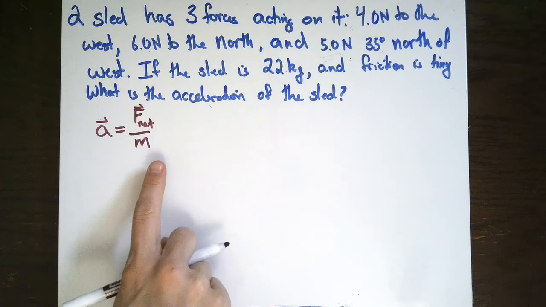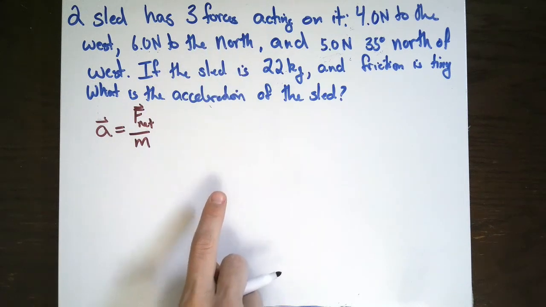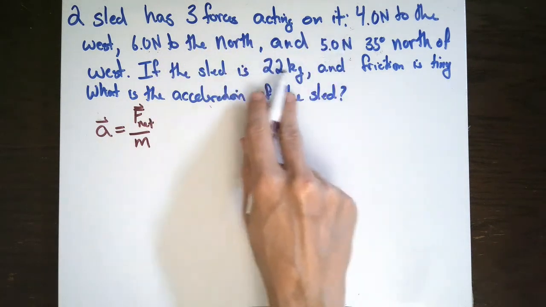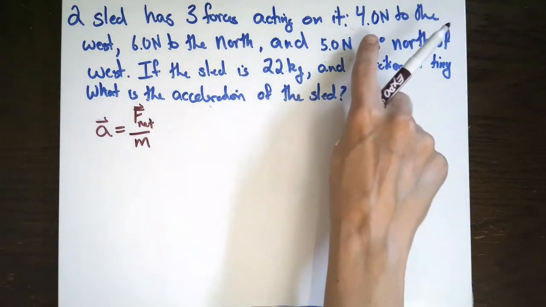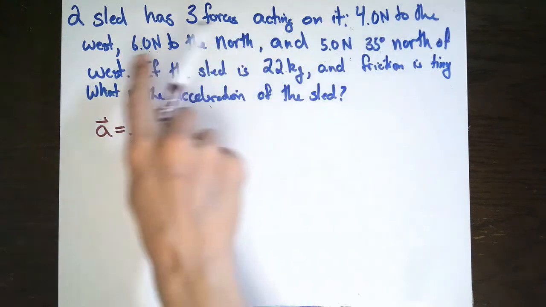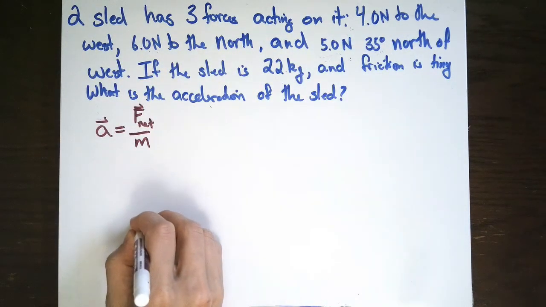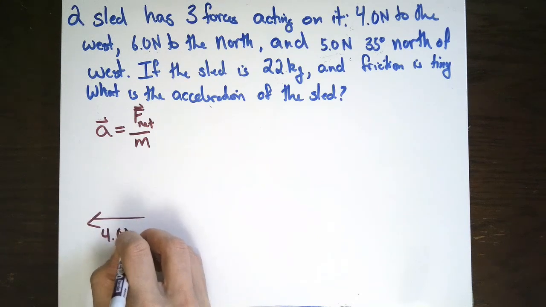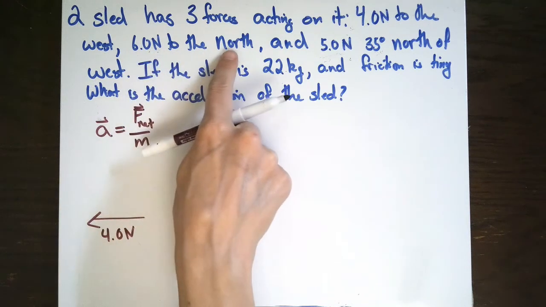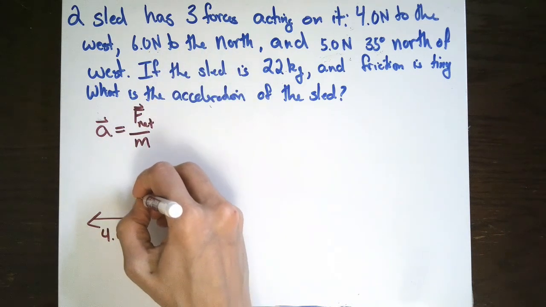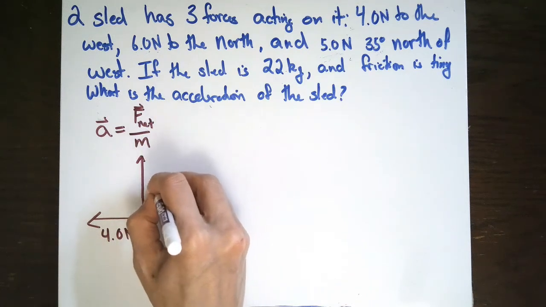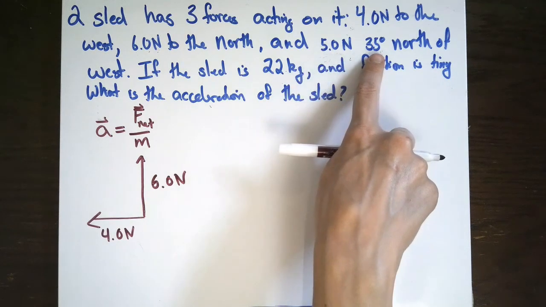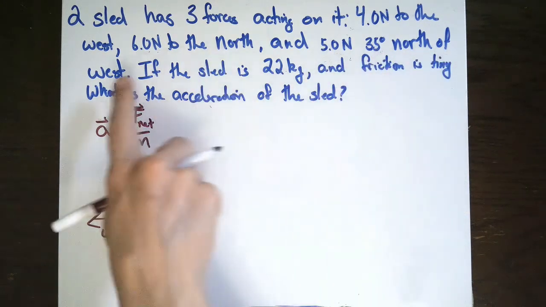And as always, when you are working out a motion problem, it's generally a good bet to draw a diagram. So here, let's draw a diagram of all the forces that are acting on the sled. So we've got 4.0 newtons to the west. So I'm going to make this way west in my drawing. 4.0 newtons west. 6.0 newtons to the north. So we'll draw a bit bigger arrow going up north. That'll be north. And then 5.0 newtons, 35 degrees north of west.